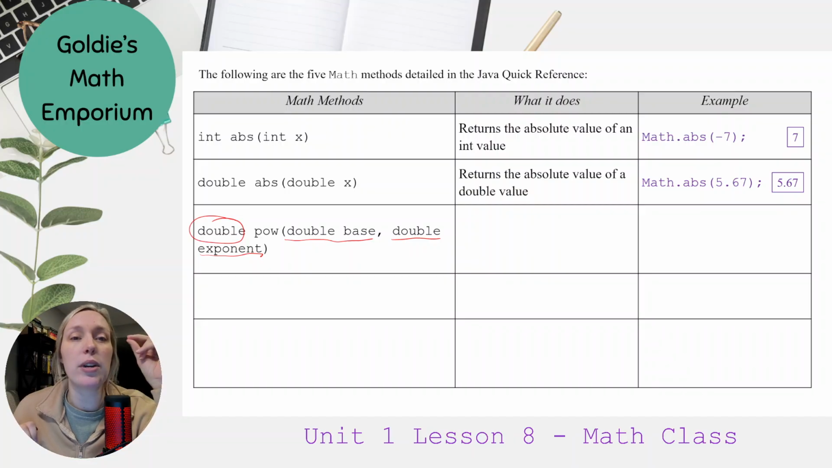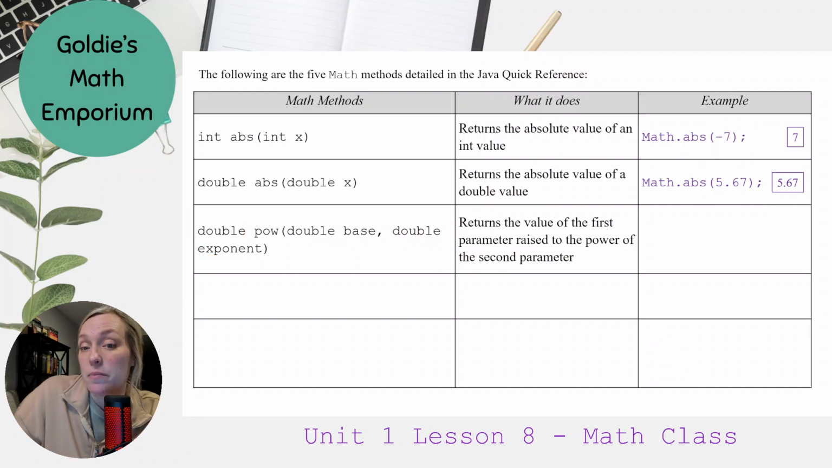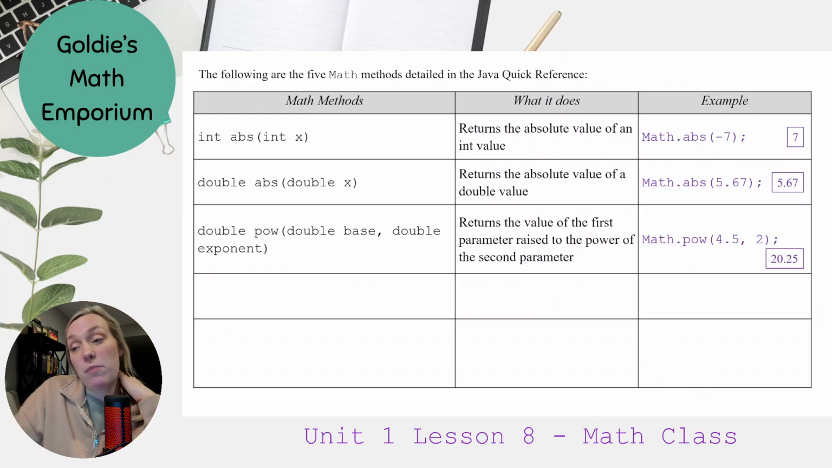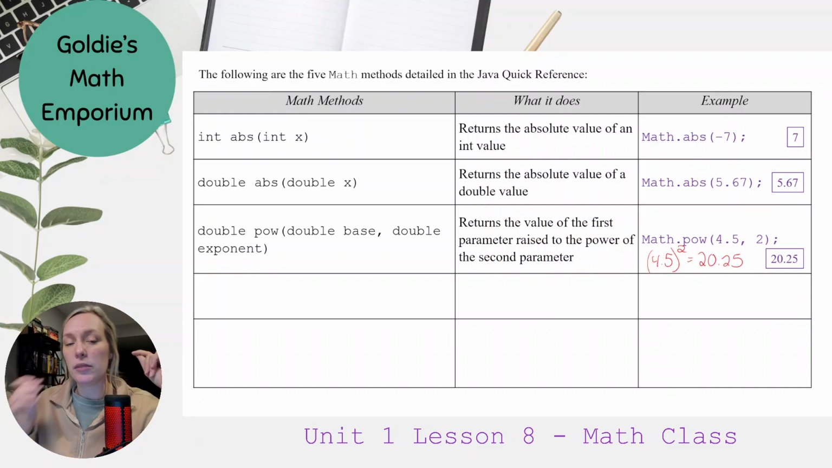Now, I say it accepts 2 doubles, but it can also accept 2 integers, okay? There's not an overloaded method for this one. If you pass it 2 integers, it's going to upgrade those integers into doubles, perform the operation, and return a double result, okay? So the first parameter raised to the power of the second. So if you have 4.5 comma 2, even if you mix it and pass it a double and an int, it's going to give you 20.25. Why is that? Well, because it's 4.5 raised to the second power, which is 20.25. The first value raised to the second value.